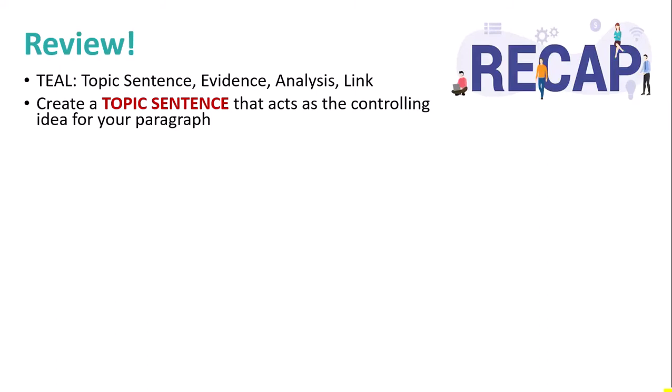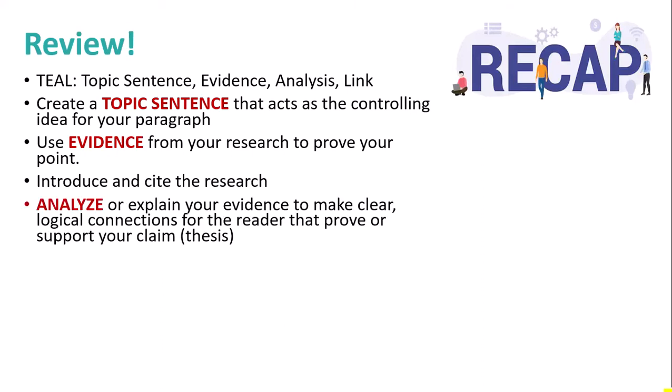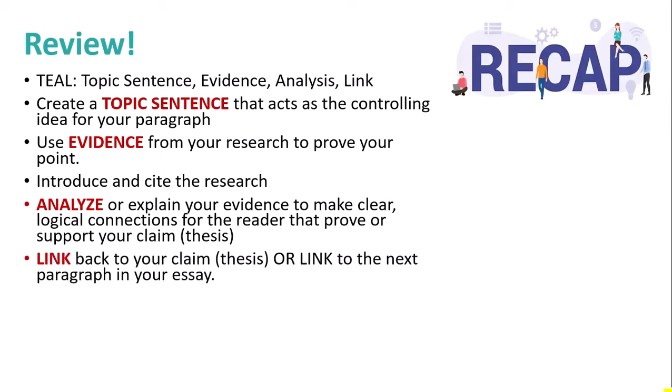You're creating a topic sentence for the controlling idea or point for your paragraph. You're using evidence from your research to prove that point. You're introducing and citing that research, analyzing or explaining your evidence to make clear logical connections for your reader, and then linking back either to the claim that was in your introduction or to the next paragraph of your essay, depending on what you want to do. Sometimes people have that transition at the beginning of their paragraph, and sometimes they have it at the end. So you can play with the formula a tiny bit in that way.